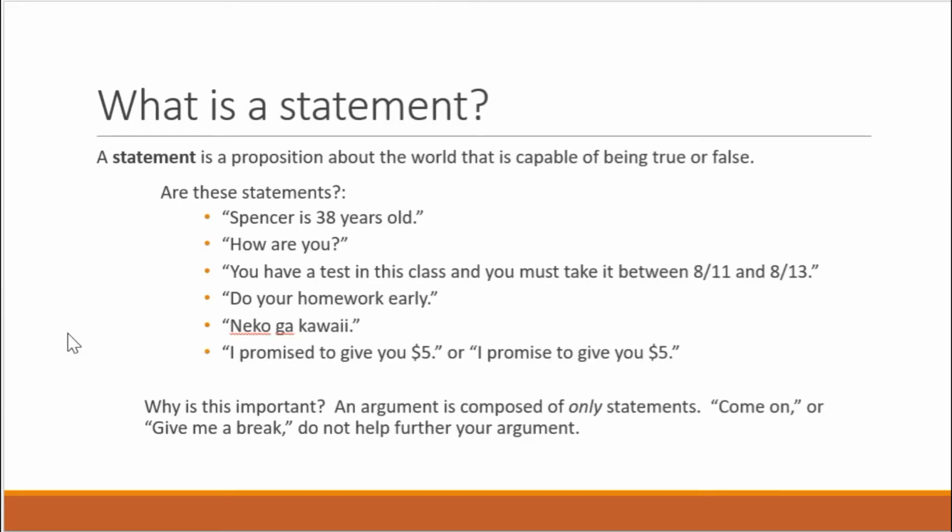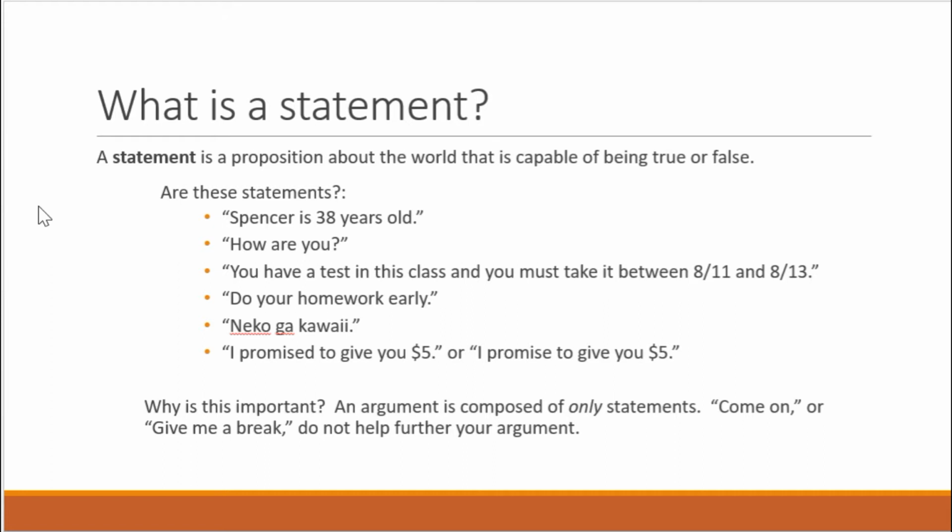All right. So what is a statement? Now, a statement here I take to be a proposition about the world that is capable of being true or false. So anytime I say something and it could be true or it could be false, then I've given you a statement. And what I mean here by about the world is not necessarily a physical statement, it's about existence. So when I say world here, I'm referring to anything that could exist, anything you could even talk about.